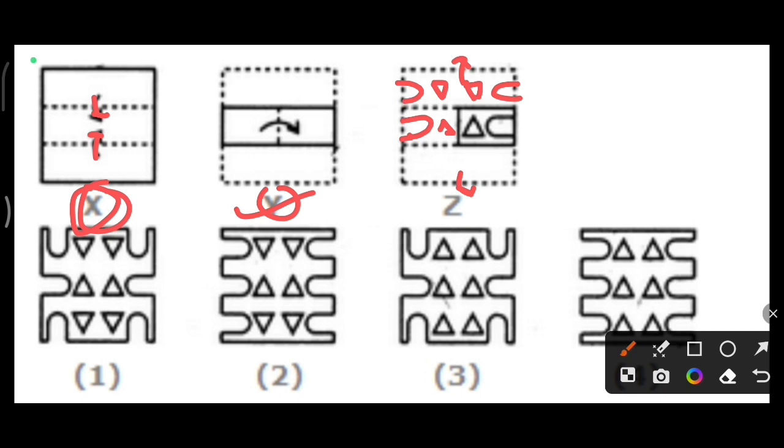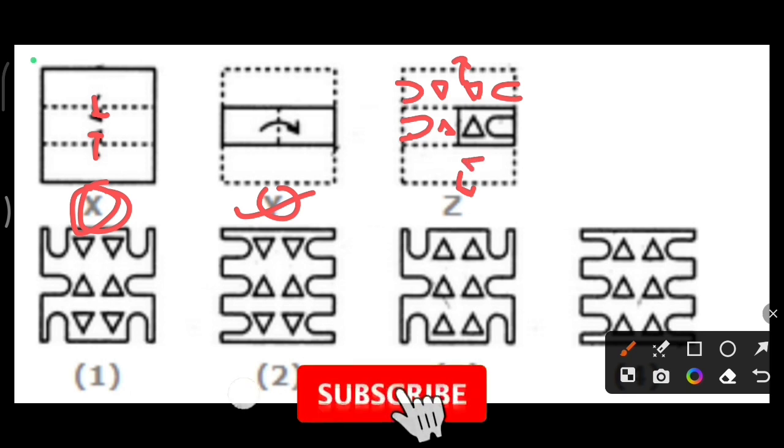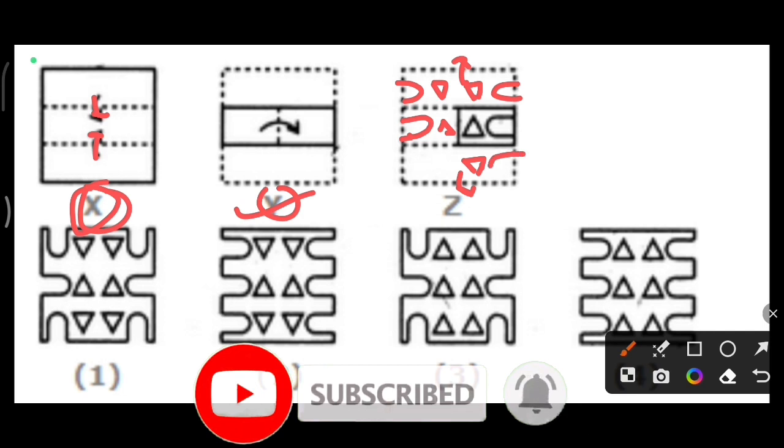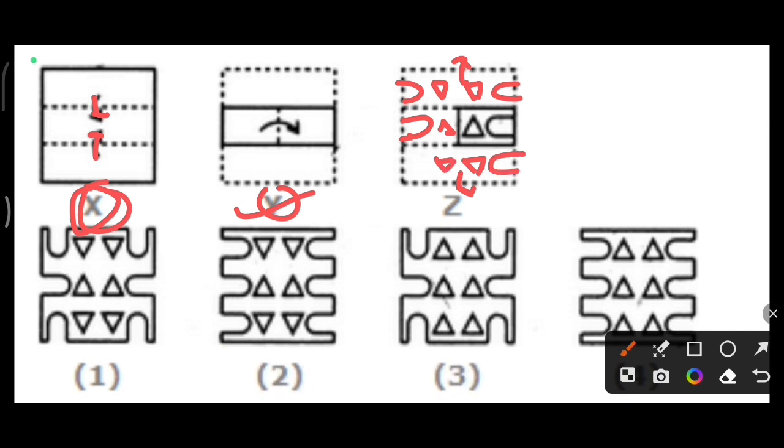Now let us unfold here. So it is like an inverted triangle, and an inverted triangle, and the curve. So which is in the options?